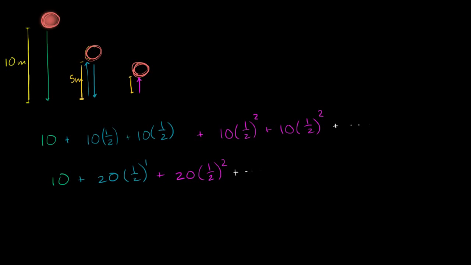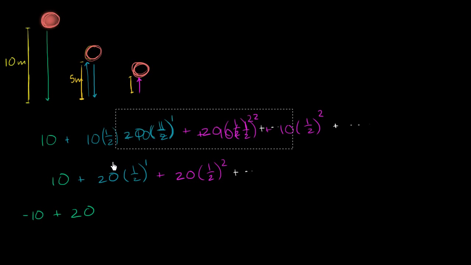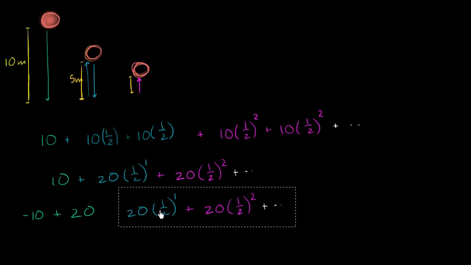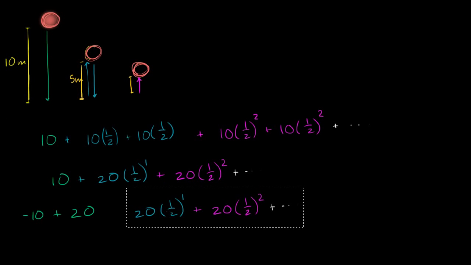We could write 10 as -10 plus 20, and then we have plus all of this stuff right over here. Plus all of this. Let me just copy and paste that. So plus all of this right over here. And we can even write this 20 right over here. It's 20 times 1/2 to the 0 power, plus all of this. So now it very clearly looks like an infinite geometric series.